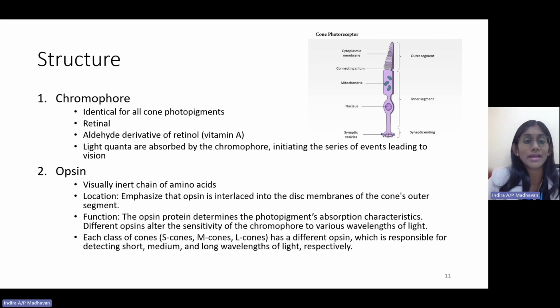So that is what is meant by it determines the photopigment's absorption characteristic. Each class of cones has a different opsin, which is responsible for detecting short, medium, and long wavelengths of light respectively.